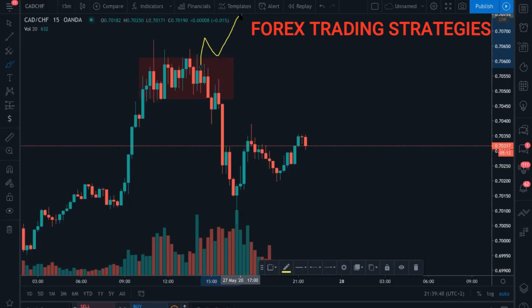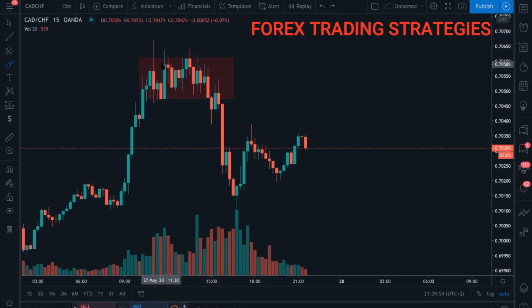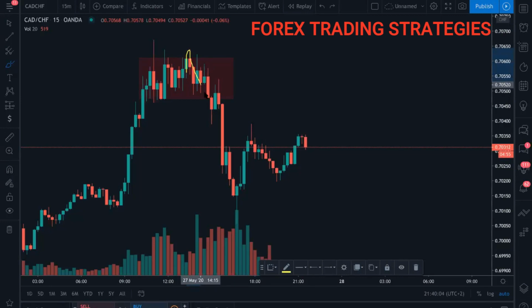And then continue out of the range. Which means that here, the price attempted to break out. Okay, this is a better example. The price attempted to break out, and then when it retested, it successfully went back into that zone. So this is what we call a fake out. What happened here is what we call a fake out.